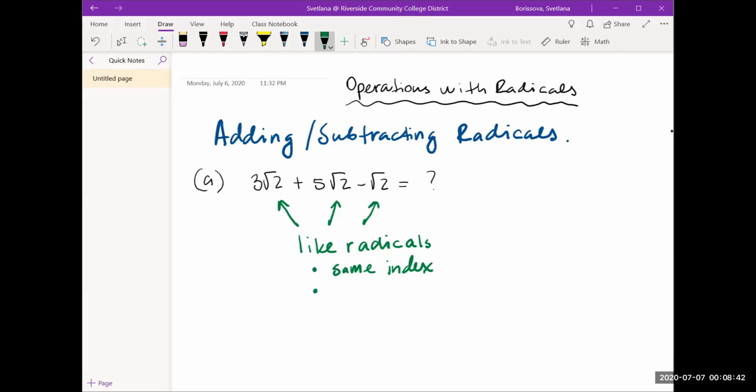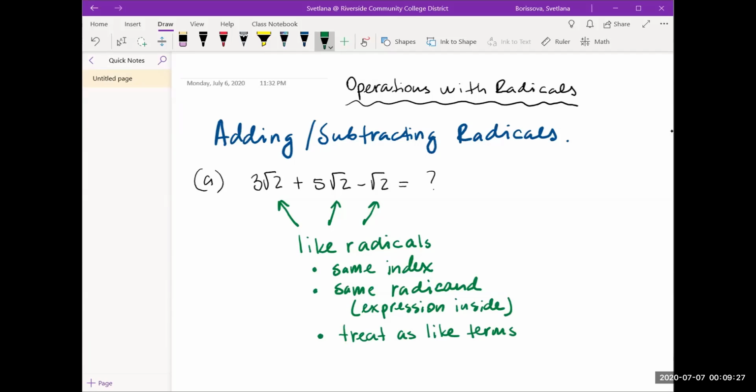That's one requirement. The second requirement for like radicals is the same radicand, and the radicand is the expression inside the radical. Inside each radical here, we have 2, so that means they are like radicals. And when we have like radicals, we treat them as like terms.